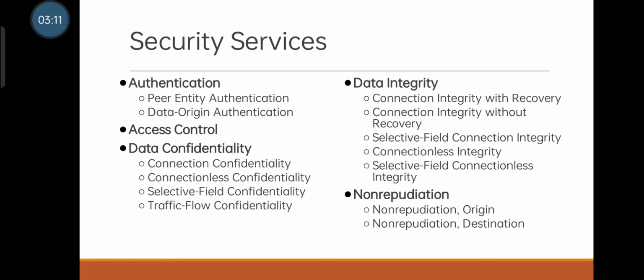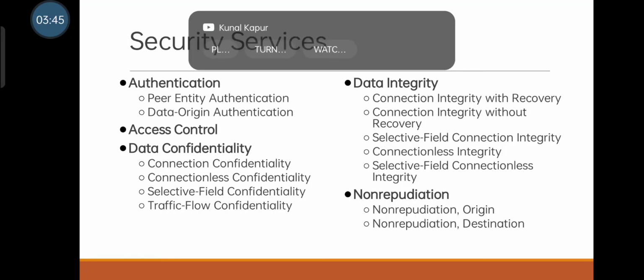In security services, we have authentication, access control, data confidentiality, integrity, and non-repudiation. In authentication, we have peer entity authentication and data origin authentication. In peer entity authentication, both sender and receiver have to find out whether they are legitimate or not. Data origin means from where it is coming, whether it is coming from the right person. Access control means who can access the network. Data confidentiality.